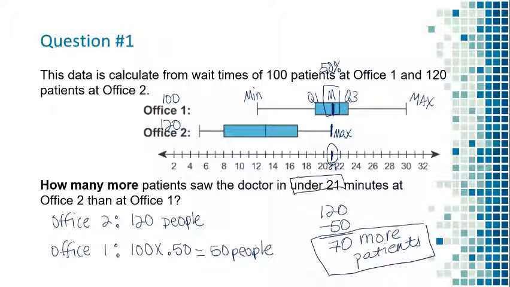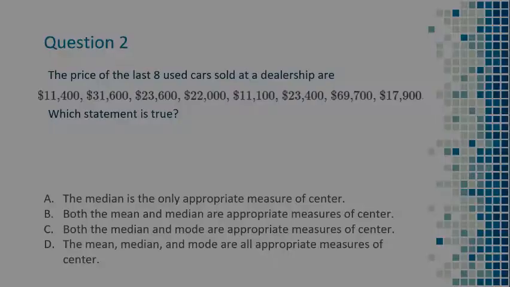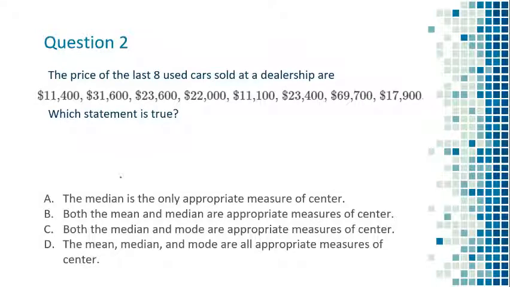All right, so that takes care of question number 1. We're going to move on to question number 2. Question 2 says the prices of the last 8 used cars sold at a dealership are, and then it lists them all out. So there are 8 cars here, and we want to know which statement is true.